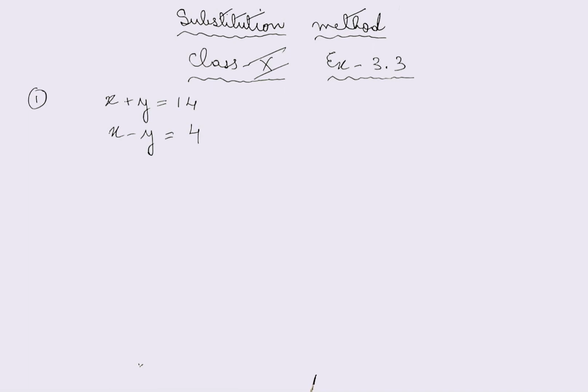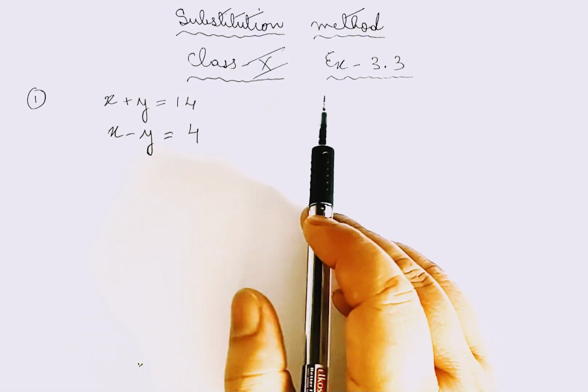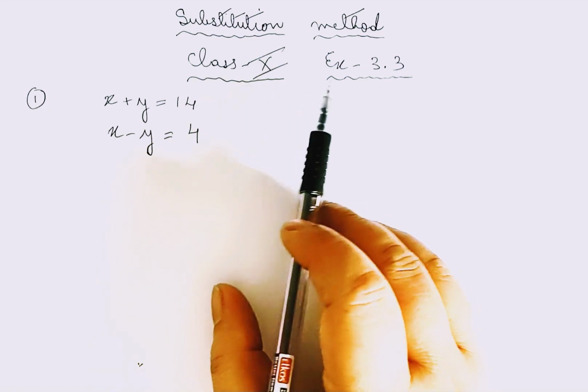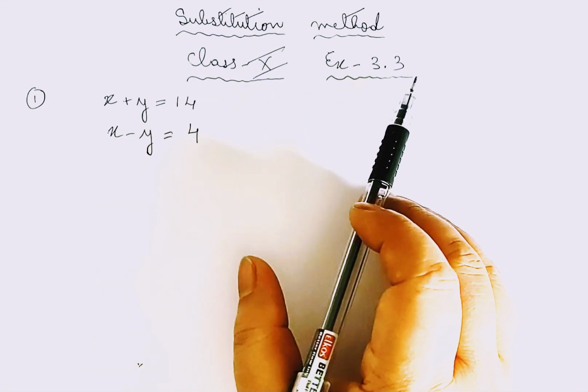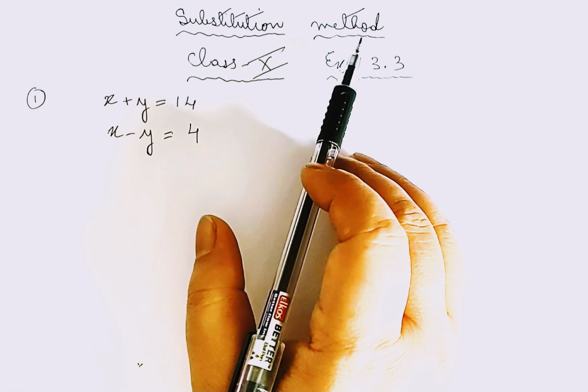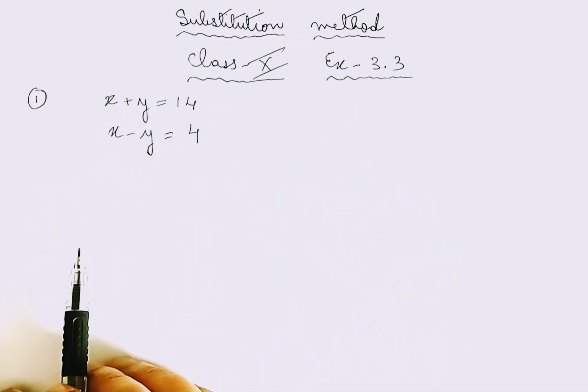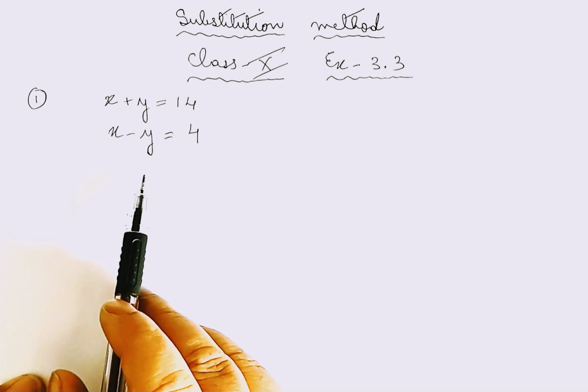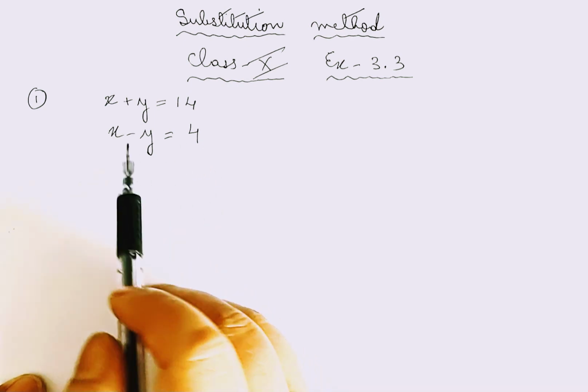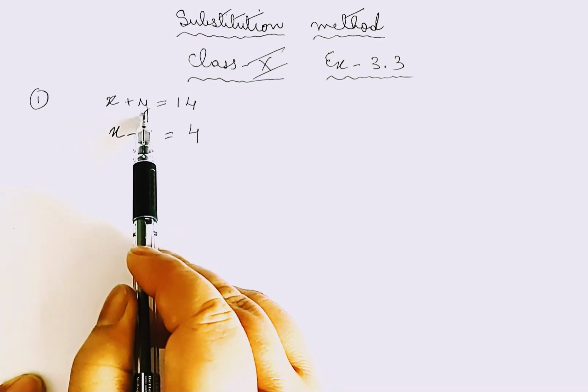Friends, today I'll be doing sums from class 10 exercise 3.3. It's a substitution method. Now, when you hear the word substitution or substitute, it means you have to replace and then you have to do the sum. So in this case, what you have to do is find the value of x and y.